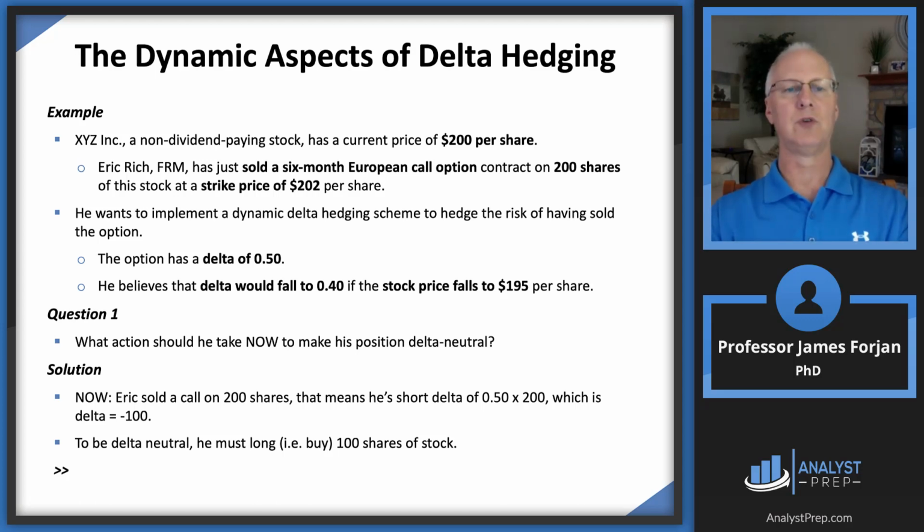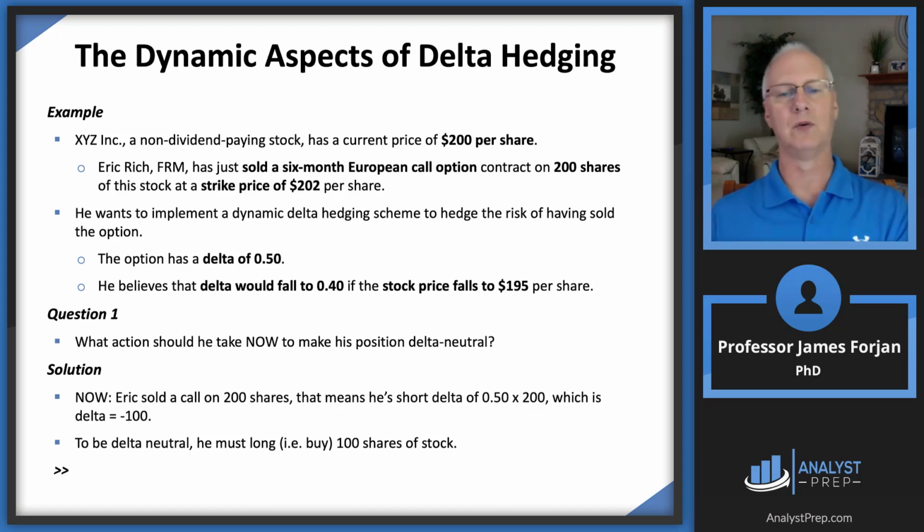All right, so note the 2 circle points above question 1. We've got 2 scenarios. So we'll cover one scenario on this slide, and we'll cover the other scenario on the second slide. The first question: what action should this guy take now to make his position delta neutral? The mathematics of this is pretty simple. We're short the call option, so you do 0.5 times the 200, and that gives me a total delta of minus 100. So that must mean that we have to buy 100 shares of stock. We've written options on 200 shares of stock.